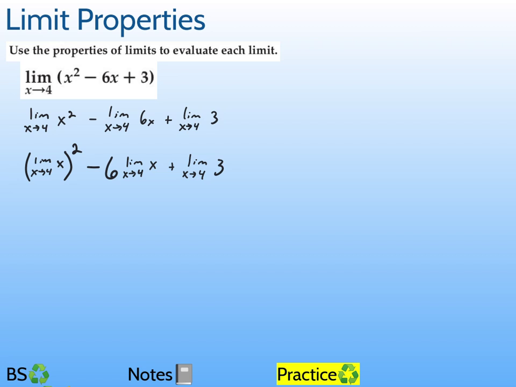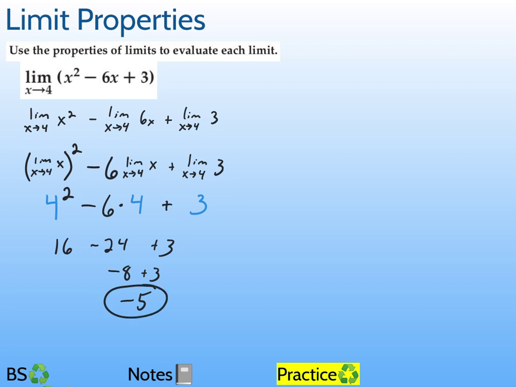So, as x approaches 4 for the identity function x, that limit is just 4. Again, as x approaches 4 of x, that is 4. And for the constant function 3, that limit is simply 3. And then, don't forget that this will be squared. We'll subtract 6 times that, and then we'll add 3. So what we have here is 16 minus 24 plus 3, which is negative 8 plus 3, which just gives you an answer of negative 5.